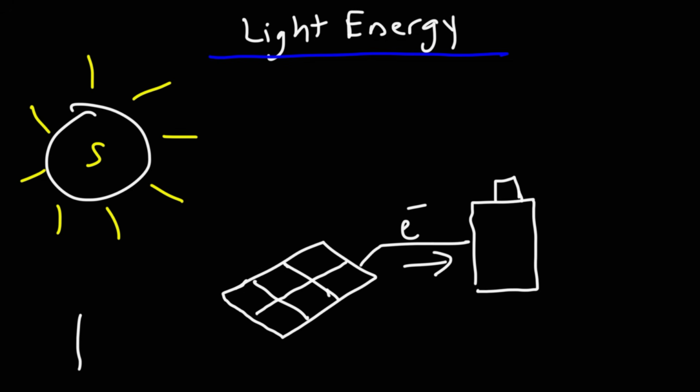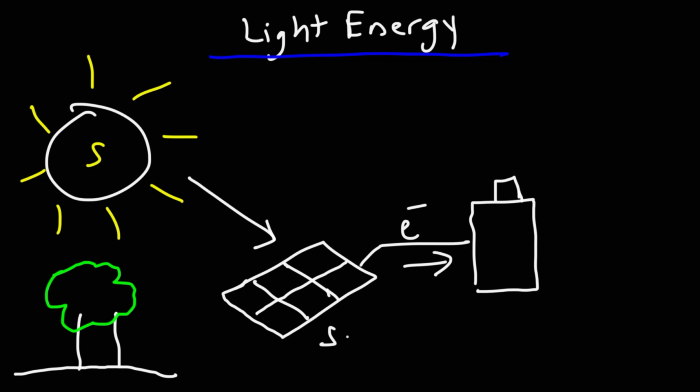Let's say if we have a tree. Trees can also store light energy in the form of chemical potential energy. Going back to the first example, this solar cell will absorb light energy and convert it to electricity. As the electricity flows into the battery, that battery is converting the electric energy into chemical potential energy. In the case of a tree, the tree can convert light energy into chemical potential energy by means of a process known as photosynthesis.